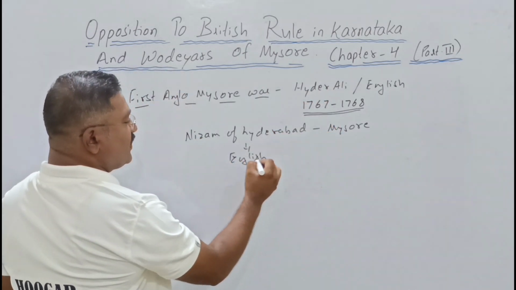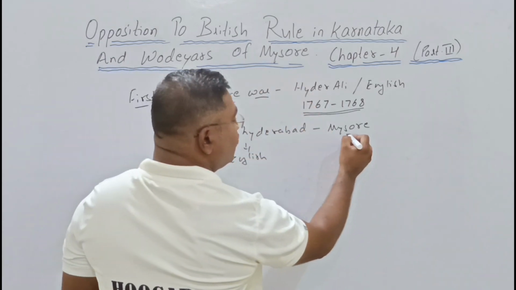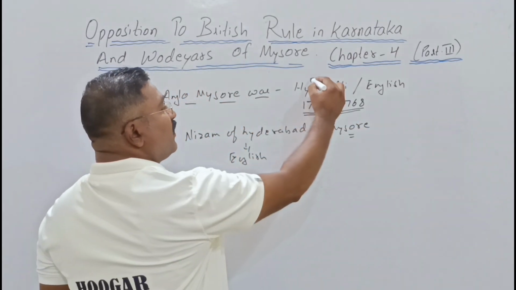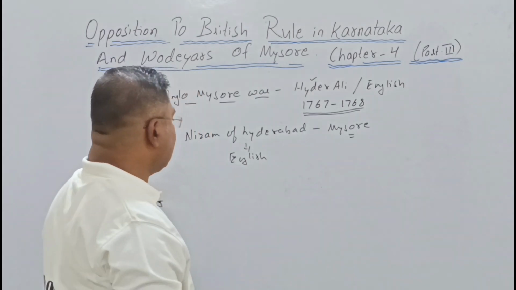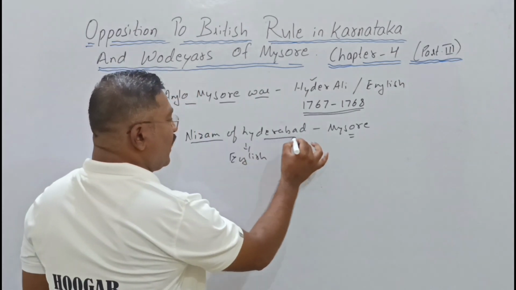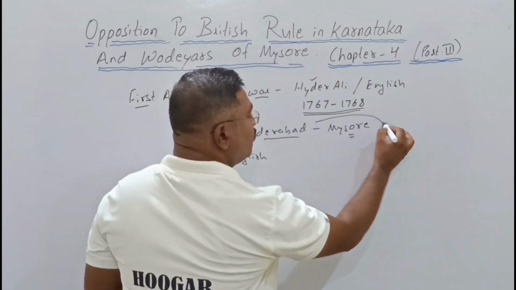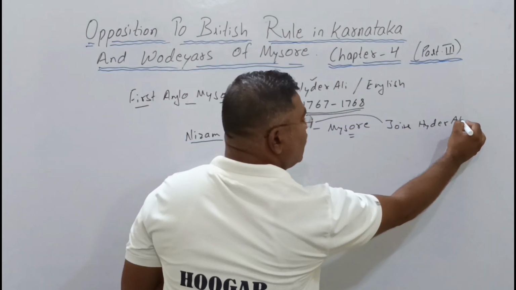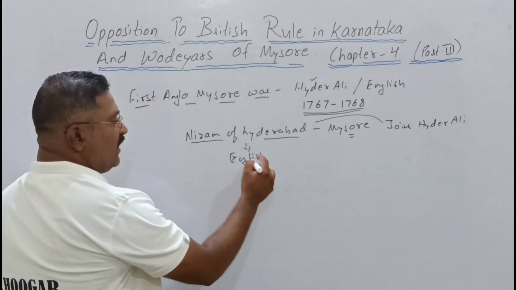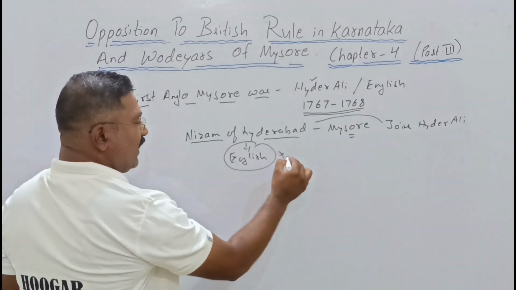So the English and the Nizam of Hyderabad together attacked Mysore, but were defeated by Hyder Ali. This caused the Nizam of Hyderabad to join hands with Hyder Ali, leaving the English.